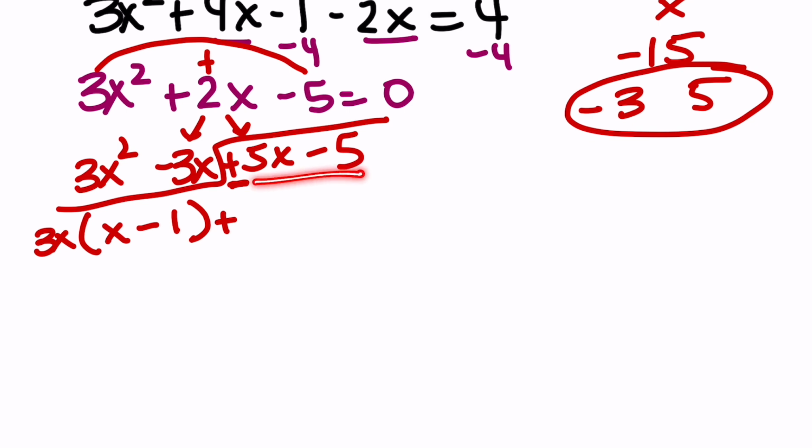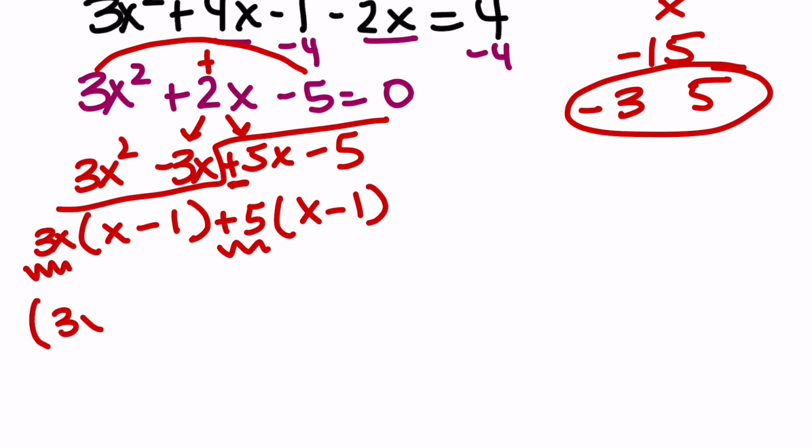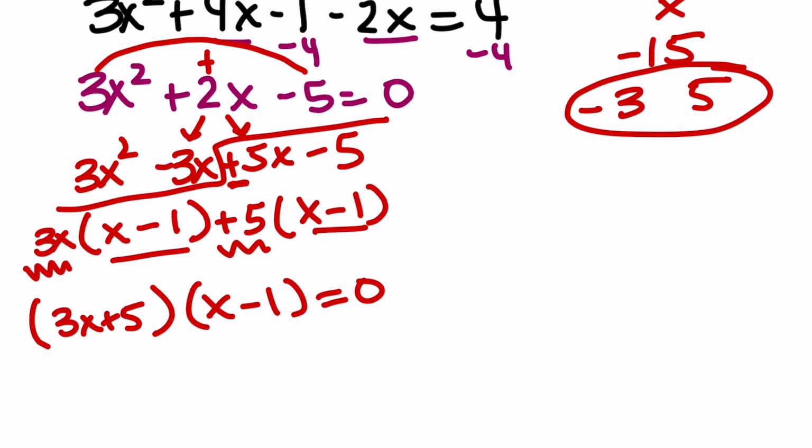Look at the next two pieces. They both have a 5, so we're going to factor the 5 out of both of those. And I have x minus 1. My first term is going to be 3x plus 5. My second term is going to be x minus 1. You're going to have both of these here, and you're going to set it equal to 0.